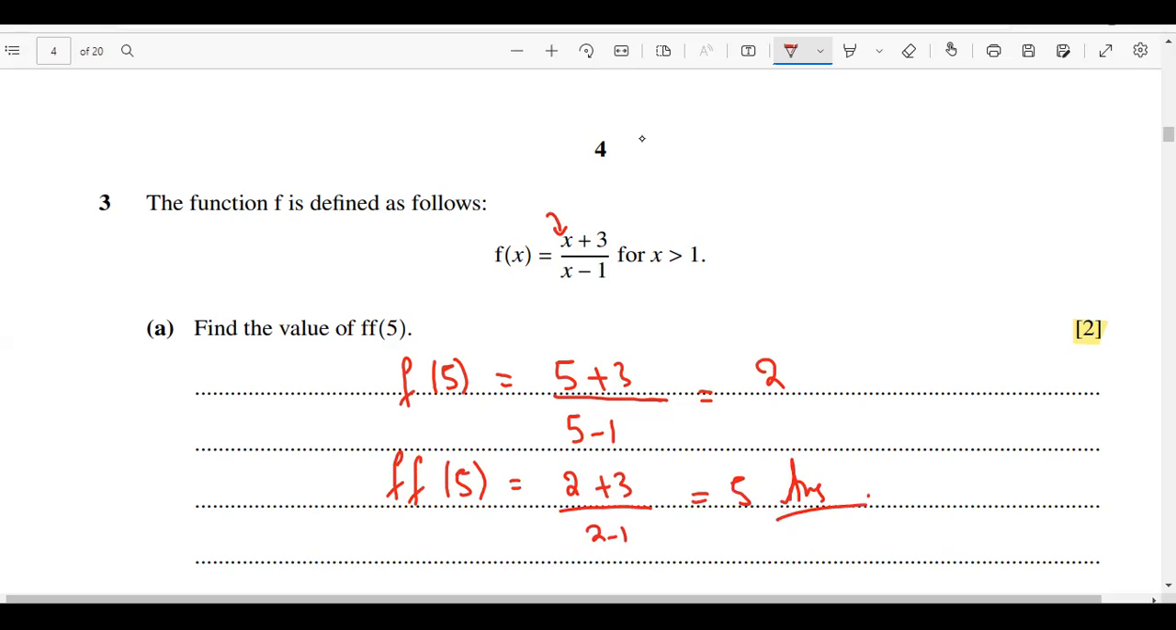Any doubts with the method? Anyone who was not able to understand this question? It was f of f of 5. Okay, so I just calculated f of 5 first, and then I plugged in this value in the function, and that gave me 5. Okay, all right, very good. Munja, is that okay? Are you able to understand everything? Yes, ma'am. I'm following. Functions is one of the topics that I didn't do. Okay, yes. Now I remember.